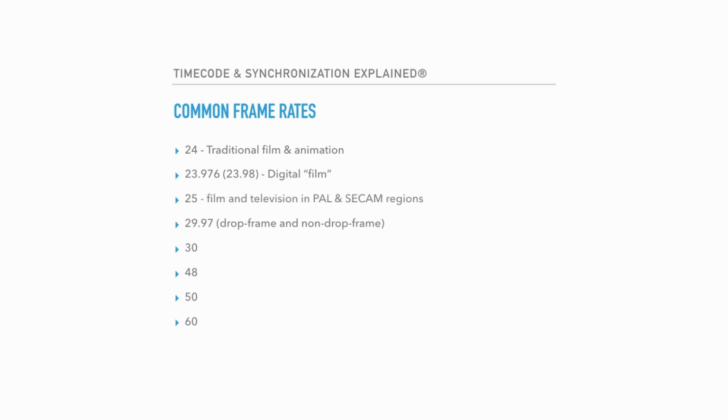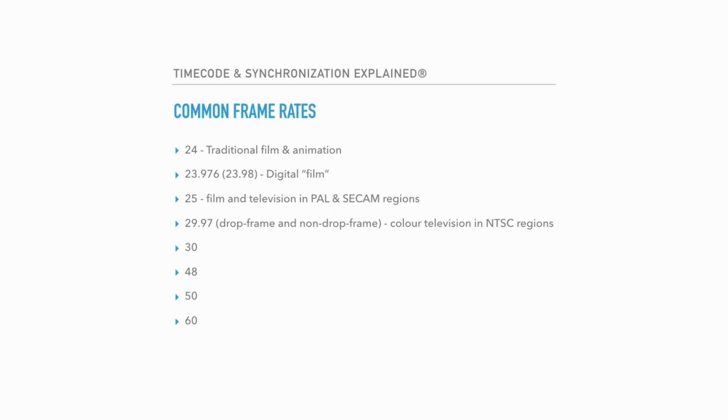25 FPS, as mentioned in the previous video, is the standard for film and television production in PAL and SECAM regions, which is most of Europe, Asia, Africa, Oceania, and part of South America. 29.97 FPS is the standard for color television broadcasts in NTSC regions.